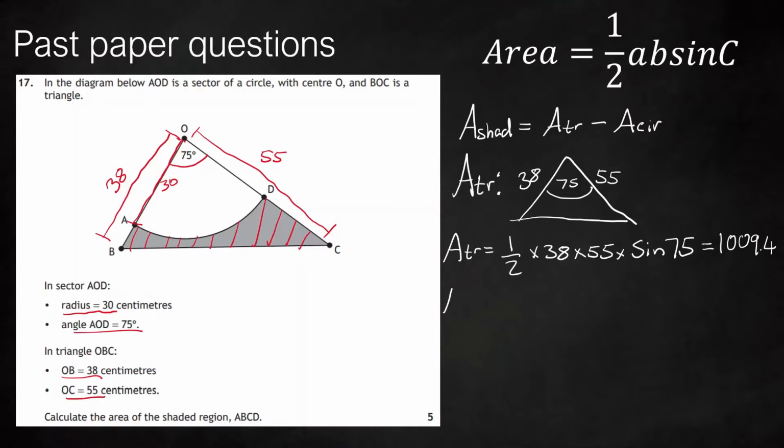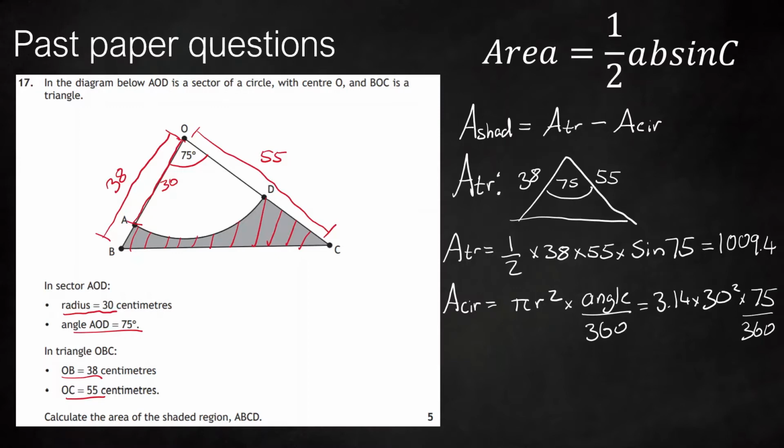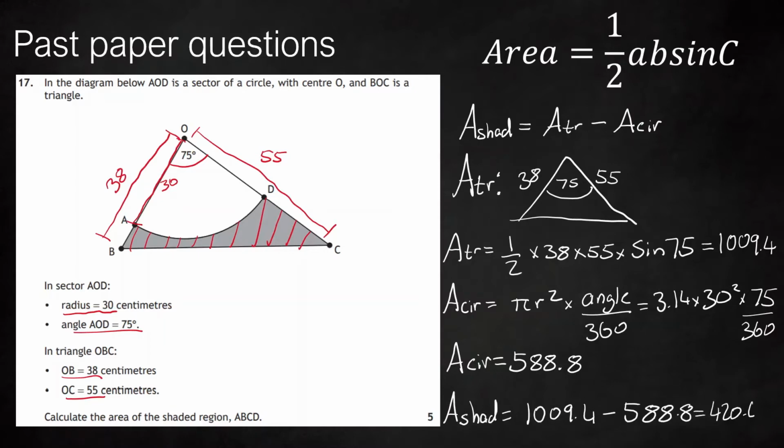And now the area of the circle is obviously just pi r squared, but it's a sector area, so we need to times it by the angle over 360 as well, because it's just a fraction of the circle. And plug in the numbers there, we've got pi times our radius 38 squared times the angle 75 over 360. So the area of the circle comes out to be 588.8, and then we just find the shaded area by taking the circle area away from the triangle area, and that comes out to be 420.6. And remember, again, in the question it says centimetres, so we'll leave our answer in centimetres squared.